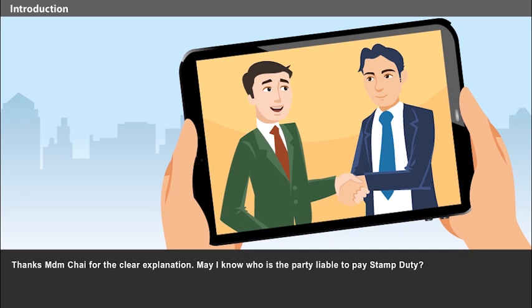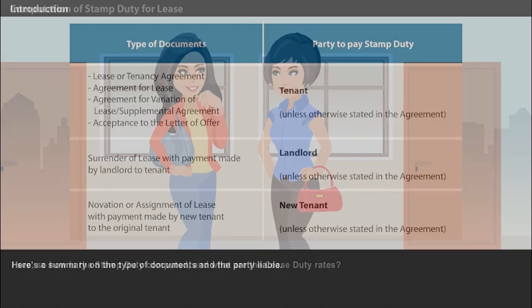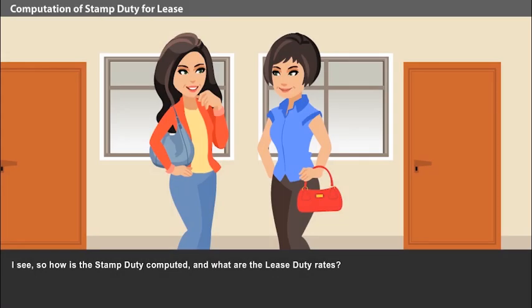May I know who is the party liable to pay stamp duty? Here's a summary on the type of documents and the party liable. I see. So how is the stamp duty computed, and what are the lease duty rates?